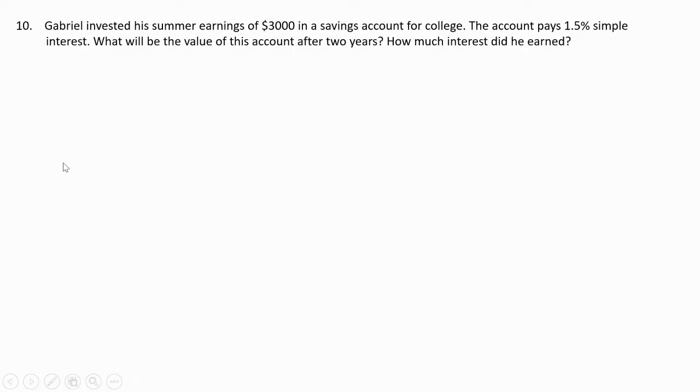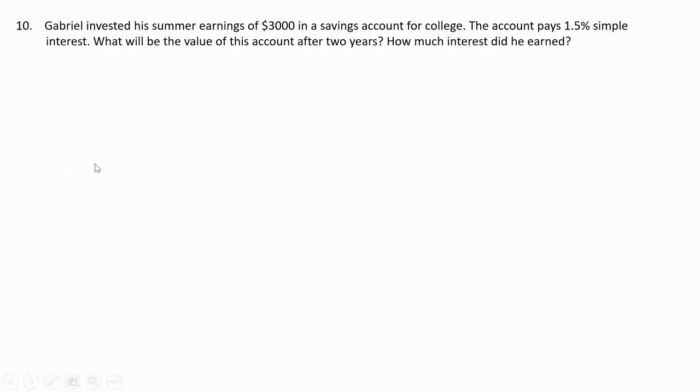Okay, now, number 10, I believe it comes from chapter 5. It says Gabriel invested his summer earnings of $3,000 in a savings account for college. The account pays 1.5% simple interest. What will be the value of this account after 2 years? And how much interest did he earn?